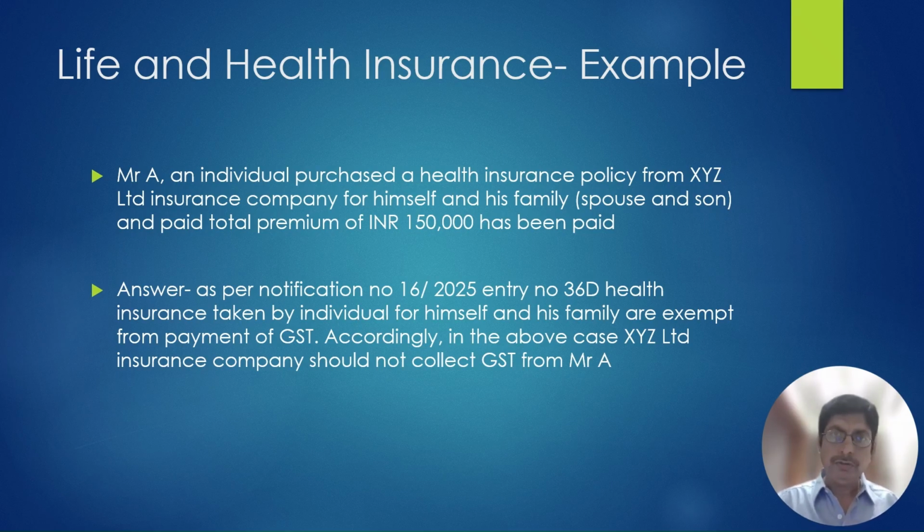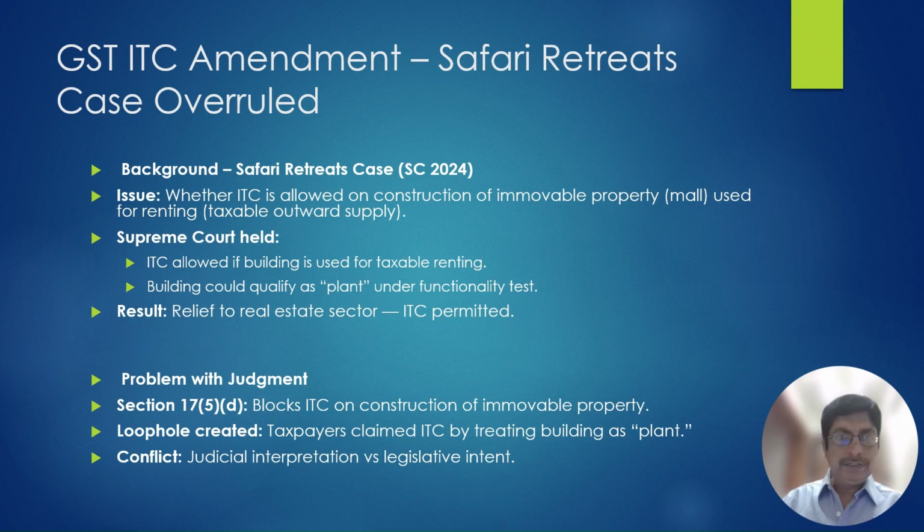Okay, have you understood what is group? The benefit is not available to the group. Benefit is available only for the individual. Life insurance, health insurance taken by the individual or his family, it is fully exempt. This is a welcome amendment. Let's see the next amendment relating to the input tax credit.